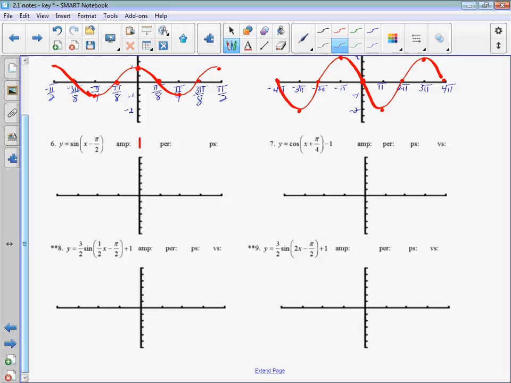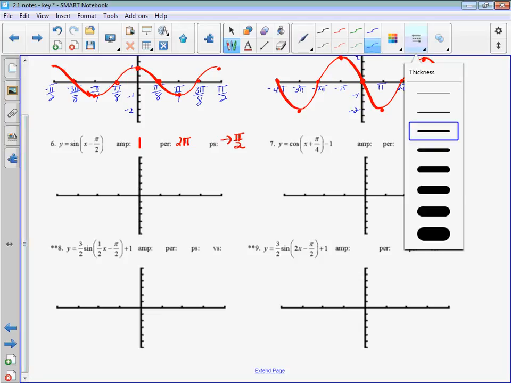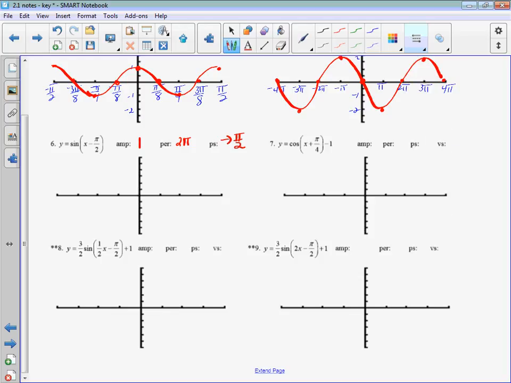Then we have minus pi over 2. What does that tell me to do? Go to the right, yes. The PS stands for phase shift. That's just talking about right or left. So I'm going to the right by pi over 2. Okay. All right, so my x-axis labels, they are going to be exactly what we started with, okay, because we didn't change the period at all. So this is going to be pi over 2, pi, 3 pi over 2, and 2 pi. And the negatives.